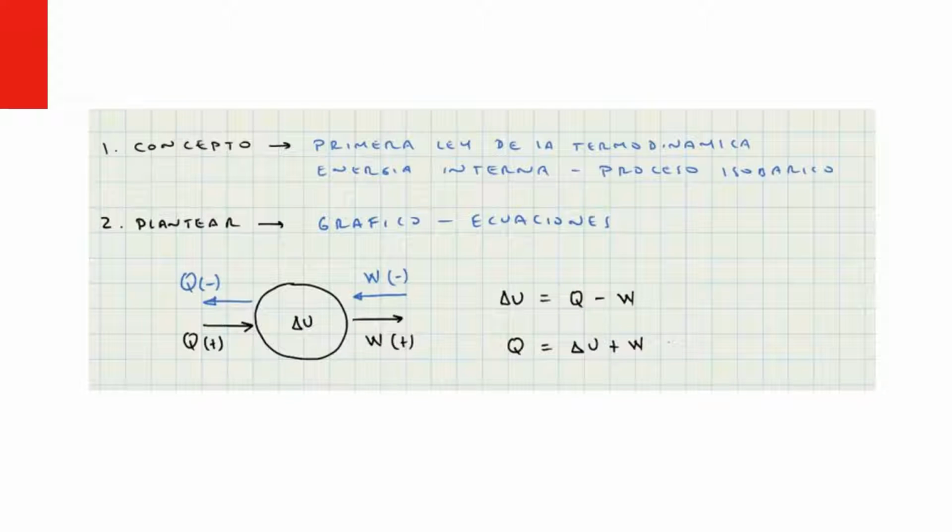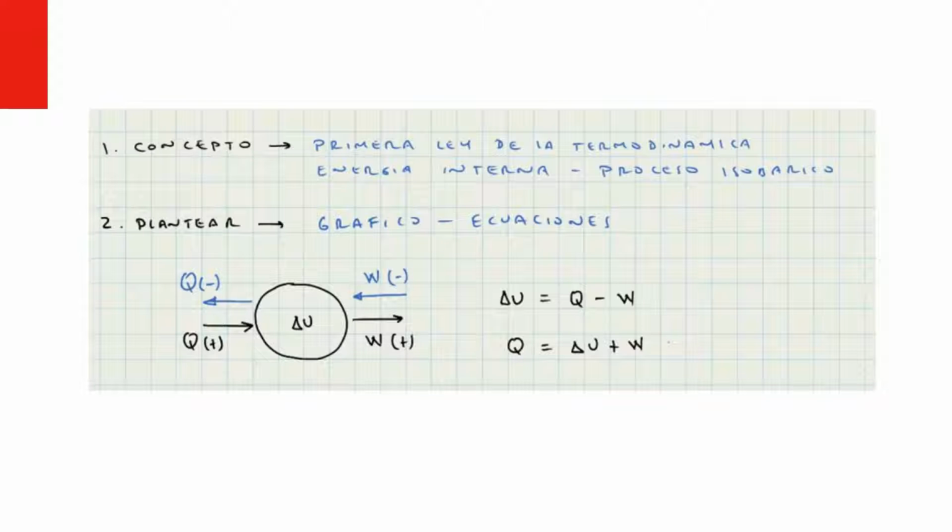To solve this exercise, as a first step we must take into account the concept of the first law of thermodynamics, internal energy, and what an isobaric process is. Well, an isobaric process refers to a process whose pressure is constant. Next, we propose the graph and the equation.